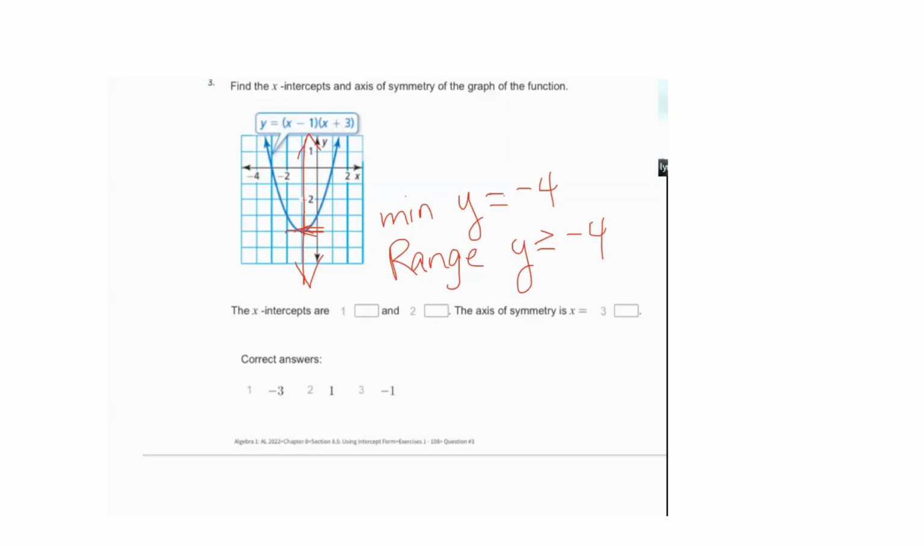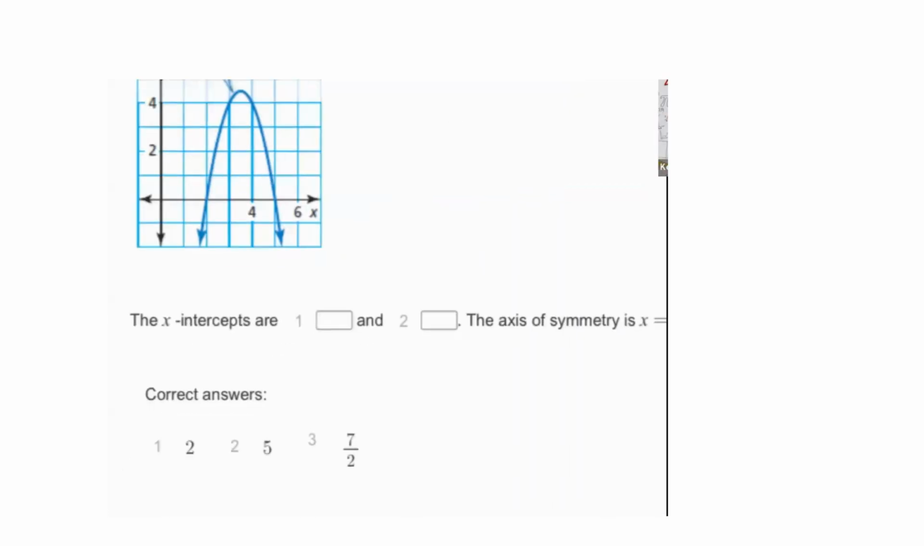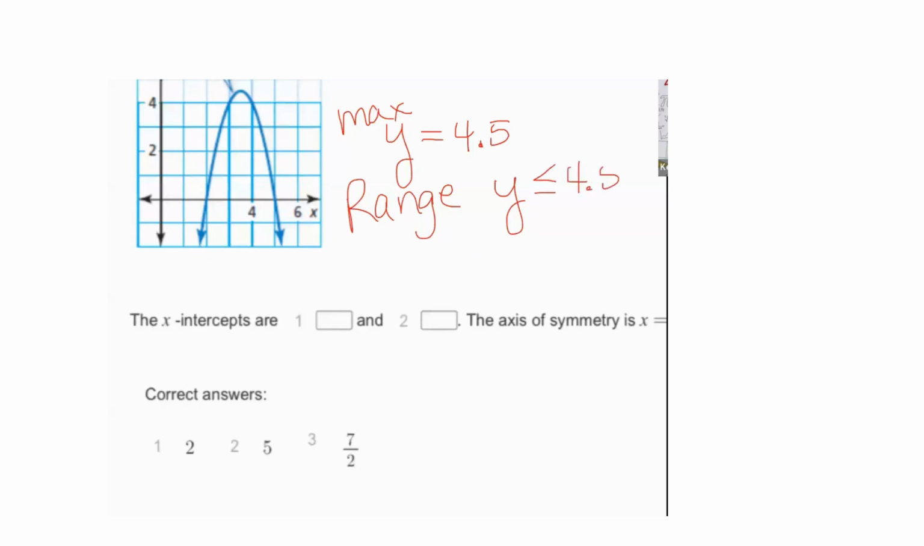Okay, if we look at that one that has the maximum, we don't know for sure exactly what it is, but I had just said the maximum is probably about 4.5. So in this case, the range would be all the numbers below 4.5. So the range would be y is less than or equal to 4.5.